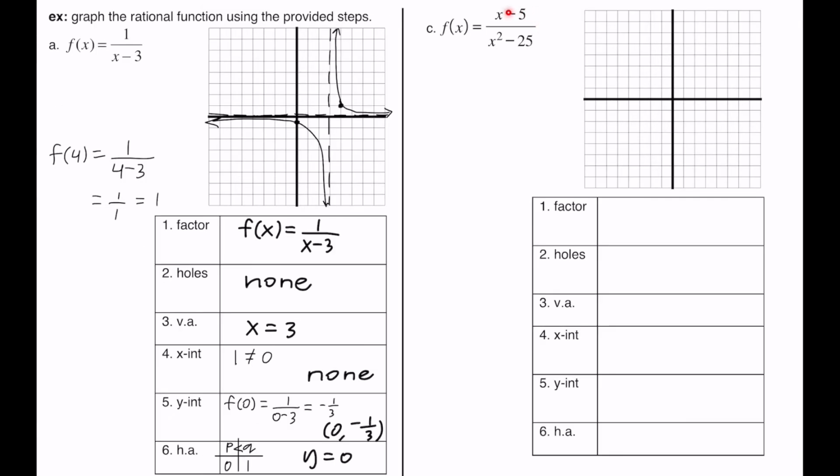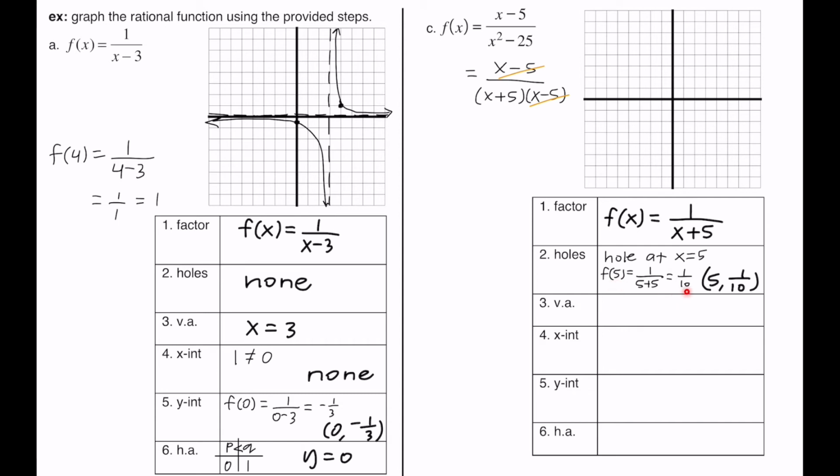This example says (x minus 5) over (x squared minus 25). So our first step, we're going to factor. And we do have a common factor of x minus 5. So I'm going to write the reduced function over here. So we have f of x equals 1 over (x plus 5). Since we had a common factor that cancels, that means this graph will have a hole. The common factor is x minus 5, so that means the hole is going to occur at x equals +5. And then we take x equals 5 and we'll plug it into the reduced function. When you plug in 5, you get 1/10. So the hole occurs at 5, 1/10.